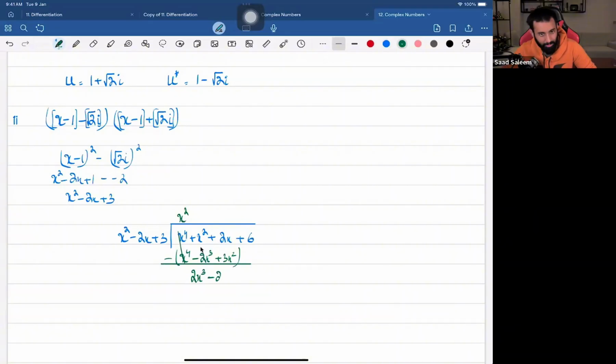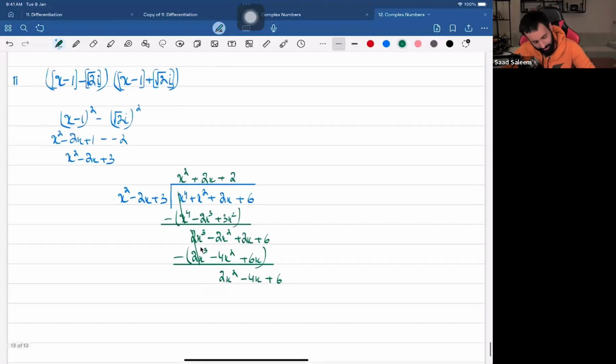x square minus 3x square is going to be minus 2x square, plus 2x as it is, plus 6 as it is. Now, what should I multiply x square with in order to turn it into 2x cube? That's going to be 2x. So this becomes 2x cube minus 4x square plus 6x. We have to multiply all the terms. Now 2x cube minus 2x cube cancels. Minus 2x square minus minus 4x square becomes 2x square. 2x minus 6x becomes minus 4x, plus 6 as it is. What do I multiply x square with to turn it into 2x square? That's 2. And notice what happens: we have 2x square minus 4x plus 6, and upon subtracting, everything becomes 0.